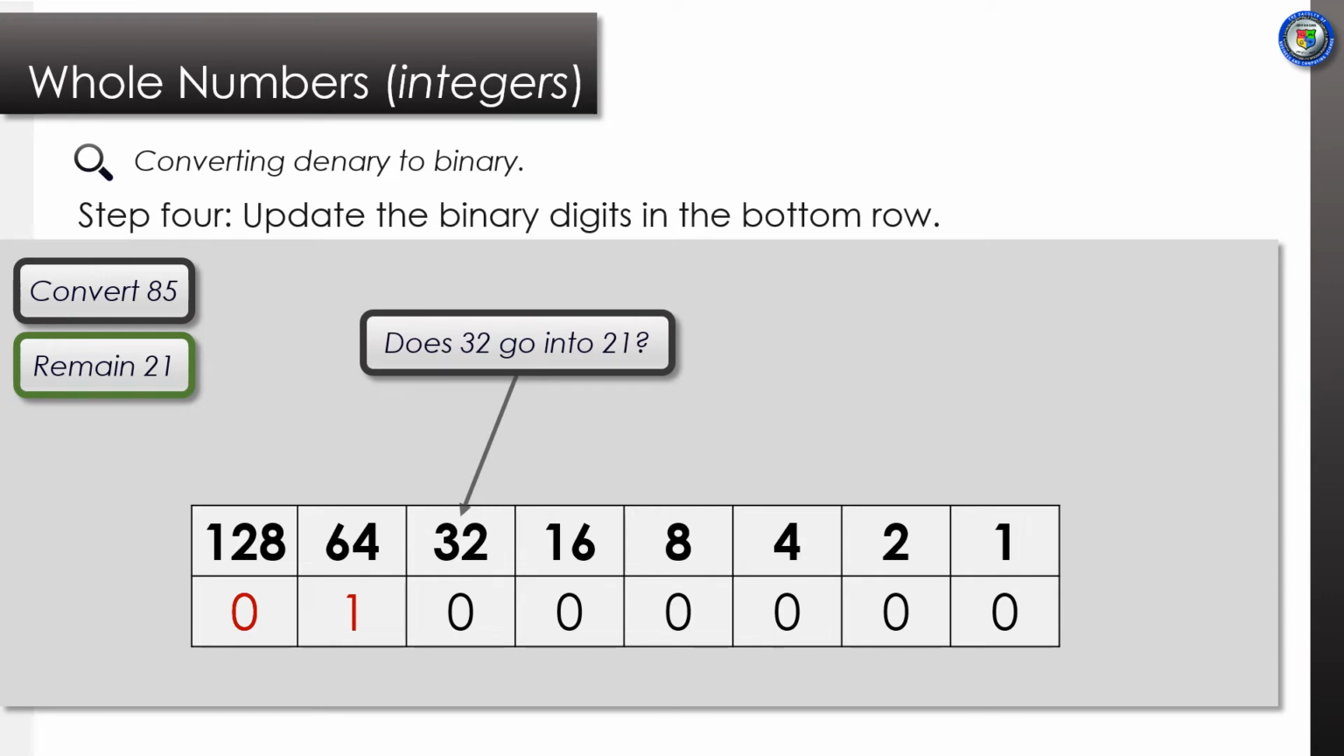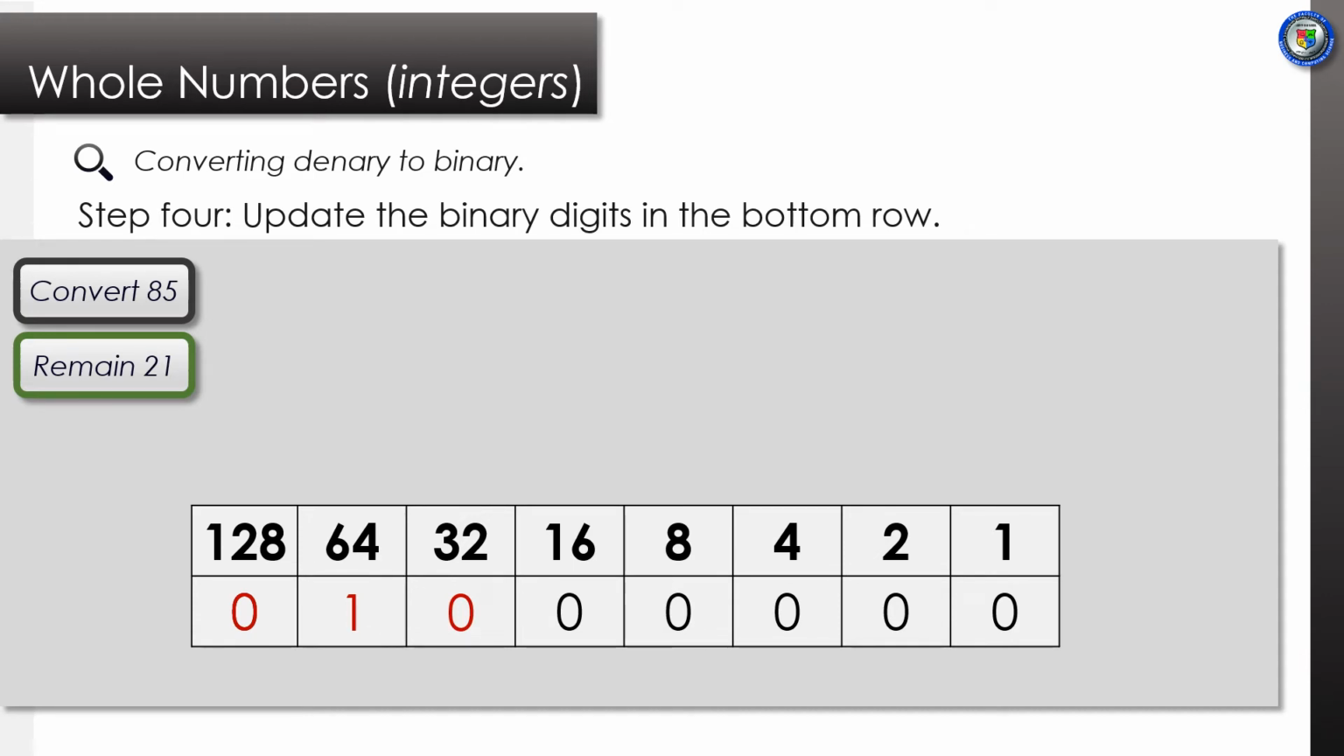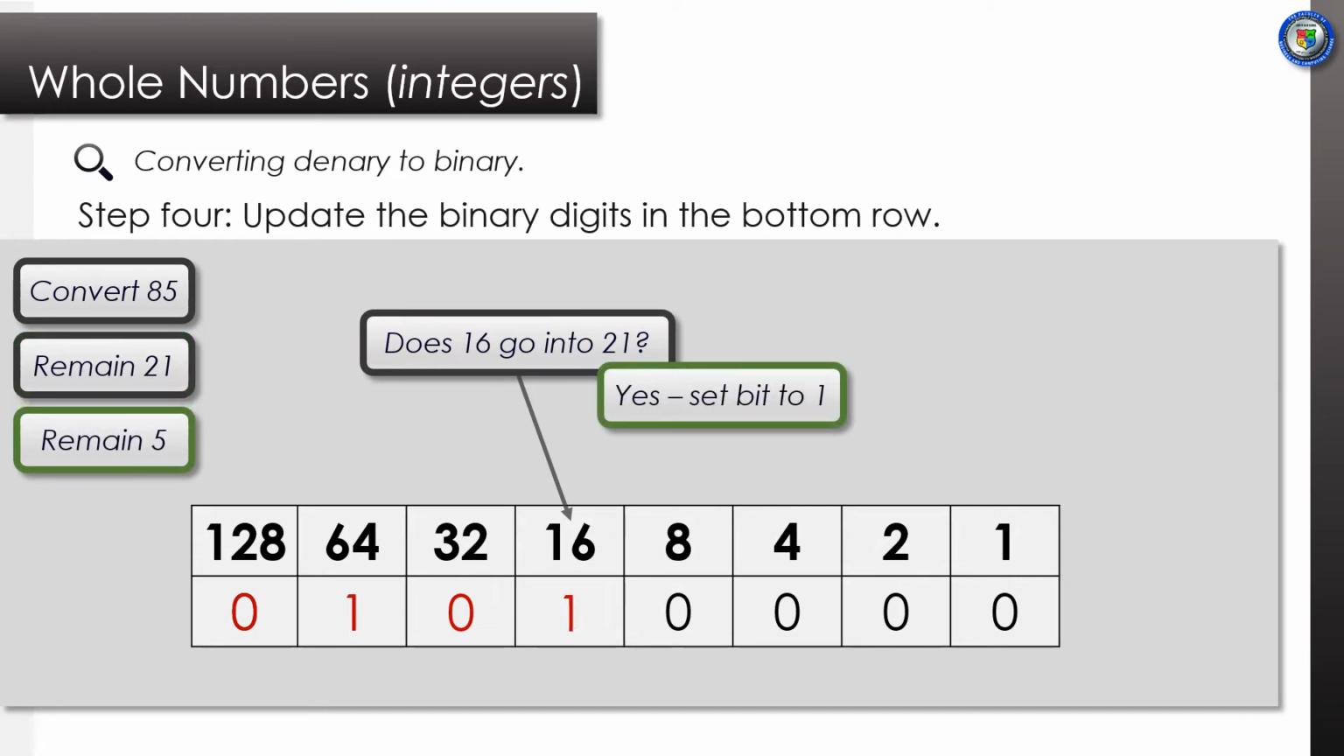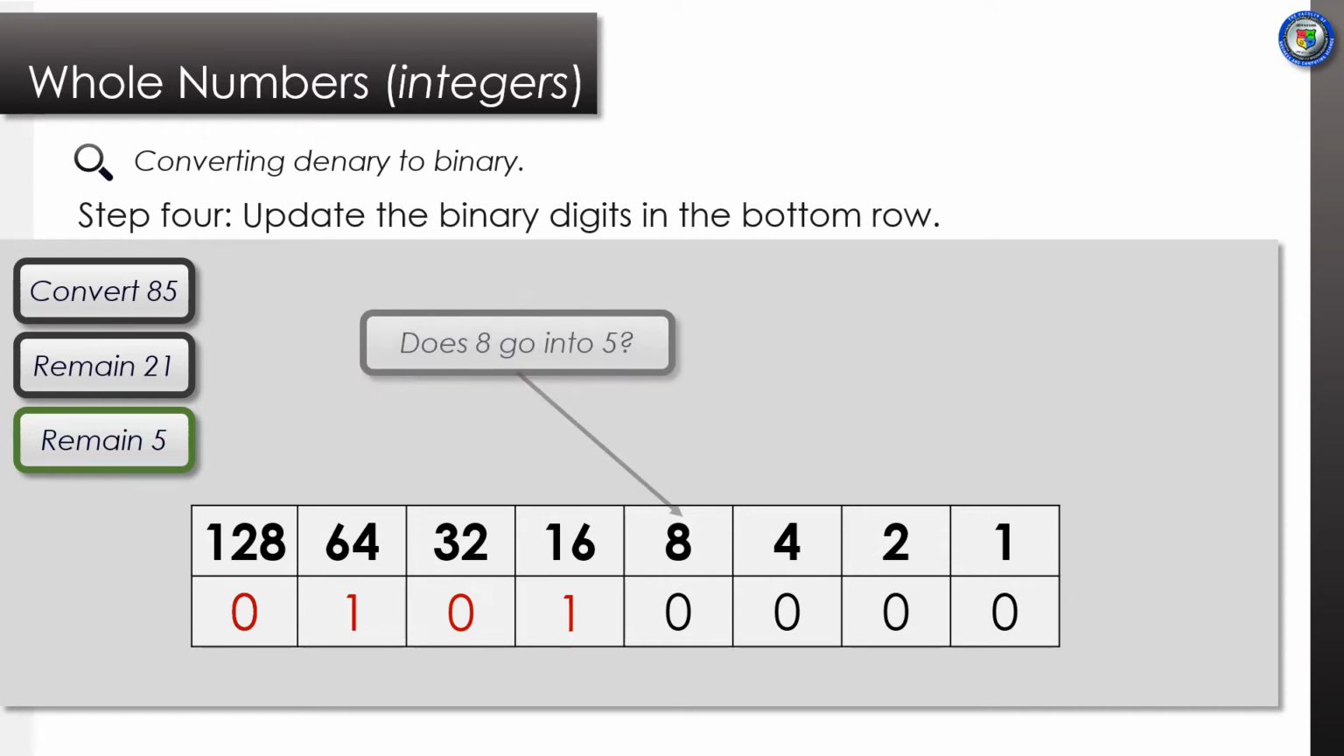We then go to the next column. We ask, does 32 go into 21? In this case, no. We set the bit to 0 and we move to the next column. Does 16 go into 21? In this case, yes, it does. And we set the bit to 1, giving us a remainder of 5. We move to the next column. Does 8 go into 5? The answer is no. Set that to 0, moving forward with our value of 5.